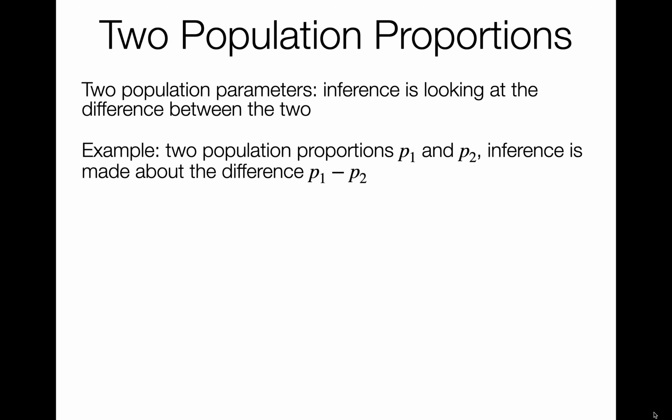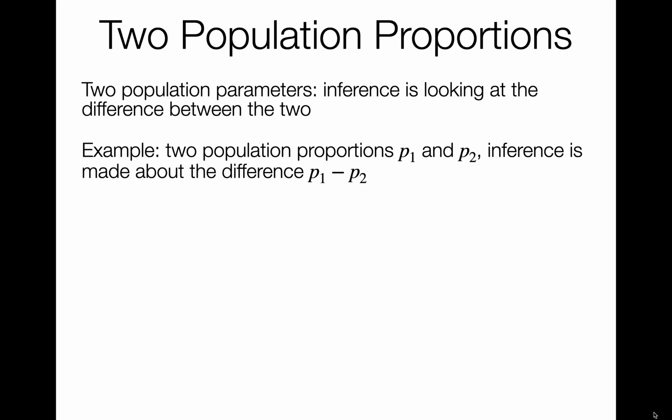That's for everything, not just two population proportions, but all two-sample inference. So the example is, if I have two population proportions, P1 and P2, I'm looking at the difference. You might ask, why are we looking at the difference rather than looking at the two separately? Part of the answer is that it would be harder to link the two if I look at them separately. But if I look at their difference, then I can still tell everything that I could tell in the one-sample case.